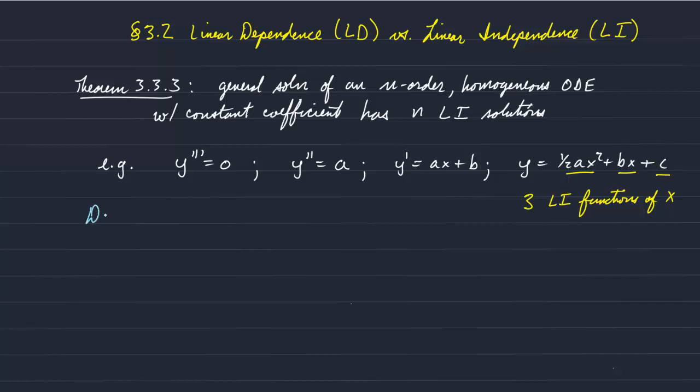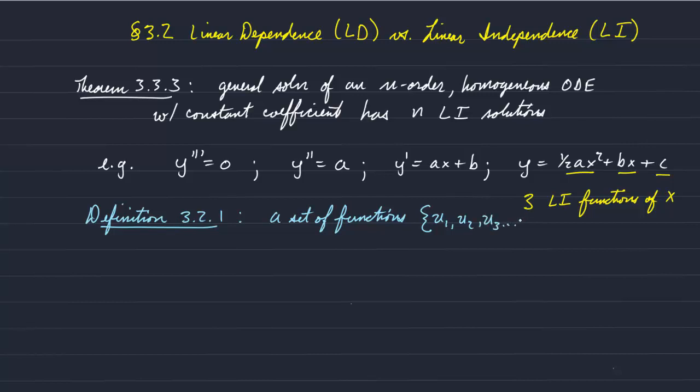So let's look at Definition 3.2.1. This definition says that a set of functions represented by u1, u2, u3, all the way up to un, each a function of x, are linearly dependent if at least one of these functions can be expressed as a linear function of one or more of the other functions.